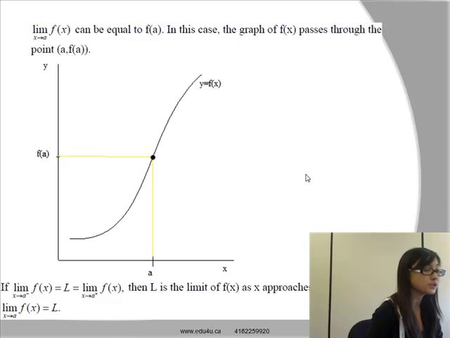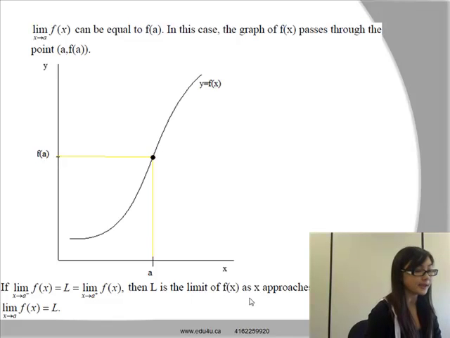If the limit as x approaches a from the left side of f of x equals L, which is equal to the limit as x approaches a from the right side of f of x, then L is the limit of f of x as x approaches a. So in conclusion, the limit as x approaches a of f of x equals L.